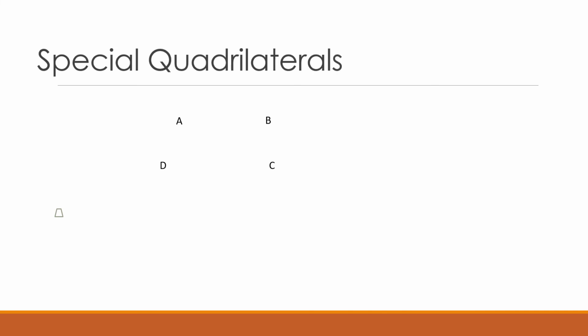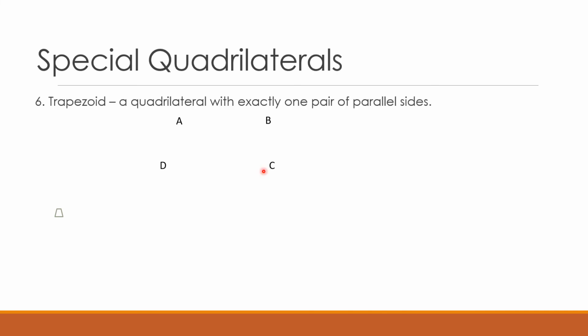Next, another type of special quadrilateral is the trapezoid. A trapezoid is a quadrilateral with exactly one pair of parallel sides. Yes, this is a trapezoid. If quadrilateral ABCD is a trapezoid, then AB is parallel to CD. So that's the condition.